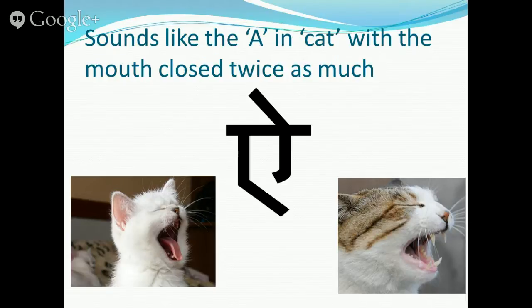Now, what's the difference? The difference is how much your mouth is closed. So if you can by choice make the sound in cat, then you can make the Hindi sound. How do you do it? Just close your mouth a little. I'm gonna start out saying the vowel in cat, and then gradually close my mouth, and you'll hear the sound transform.